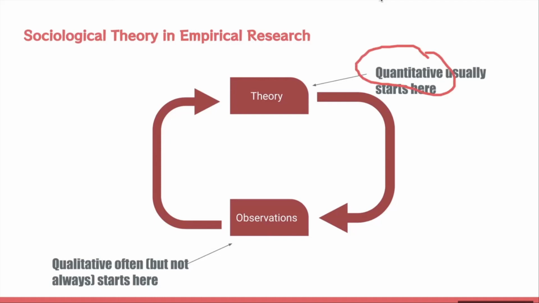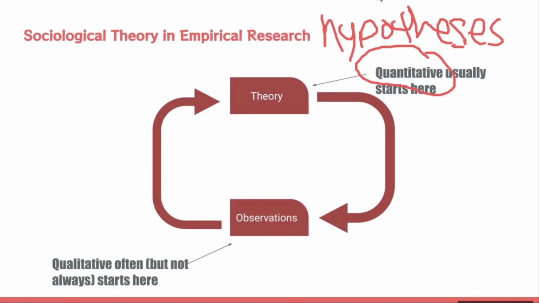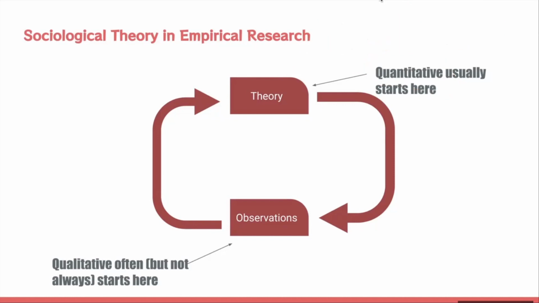So here, you're going to have things like hypotheses, which are based on your theory. Qualitative research, in contrast, often uses inductive reasoning. So they're beginning with the observation and developing theory as part of the study's conclusions. That's not always the case with qualitative research, though.